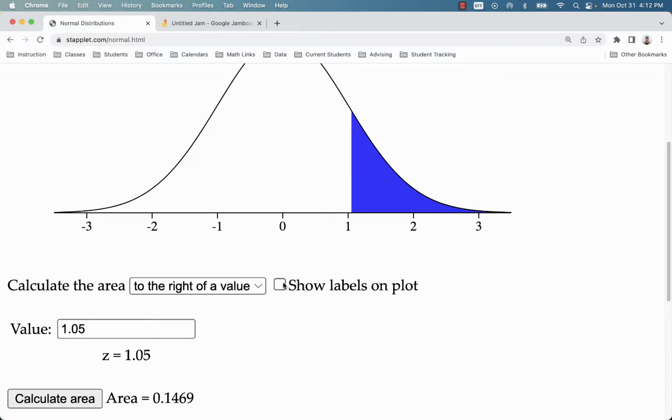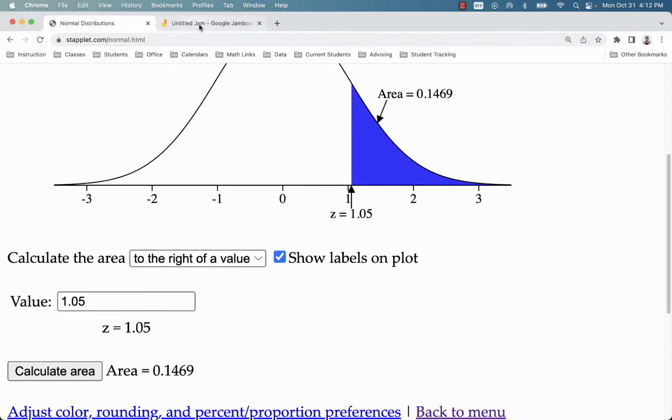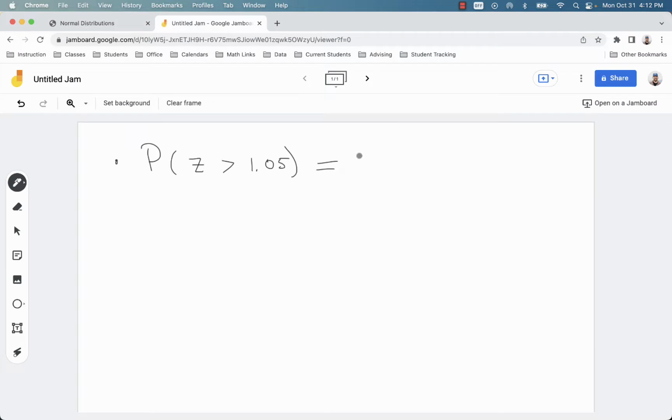Calculate. And you can show the labels, but these are more useful when you have an x-axis as opposed to a z-axis. But that's 0.1467 or 14.67%.